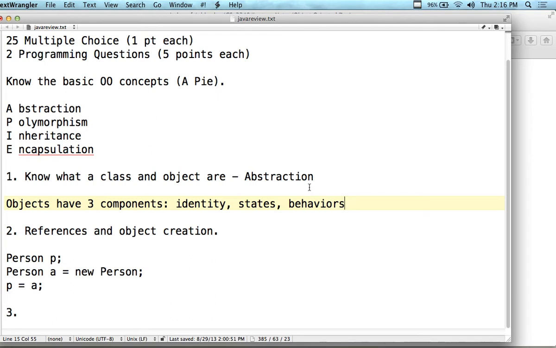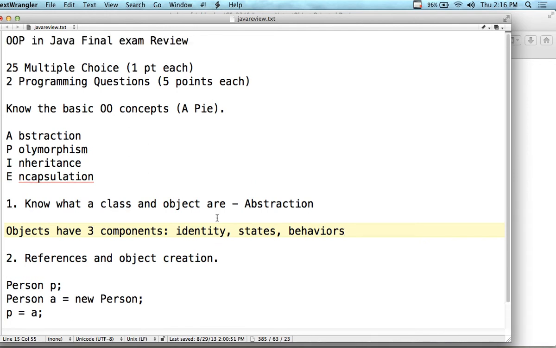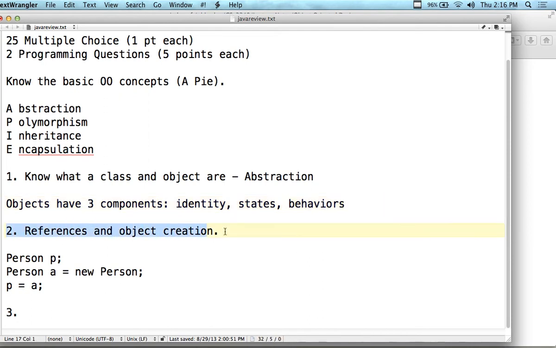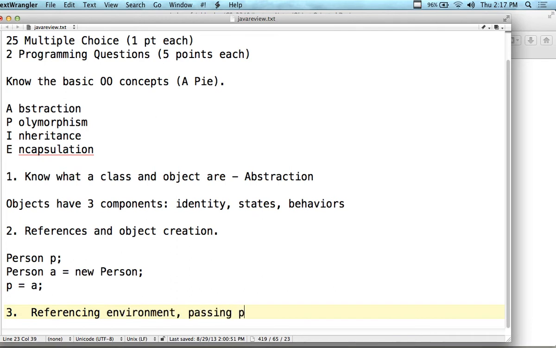All right, number 5. Number 5, we have another referencing question. So it falls into this category here of references and object creation. But it's not an object creation, it's a reference. So let's make a new category out of this. This is going to be number 3. Referencing environment, passing parameters, pointers. We don't have pointers in Java.